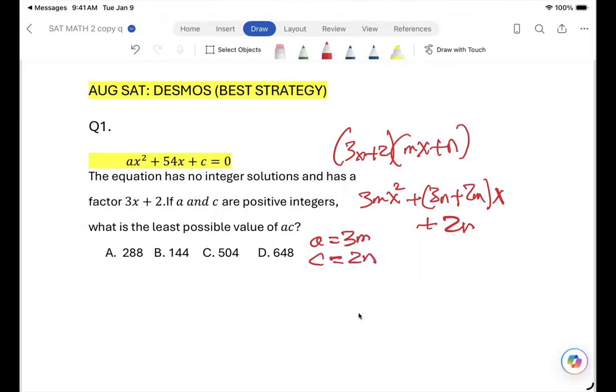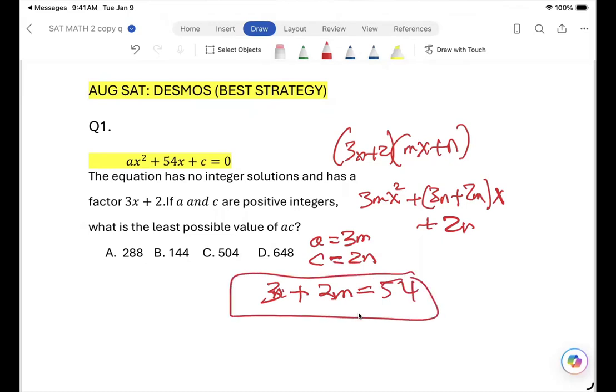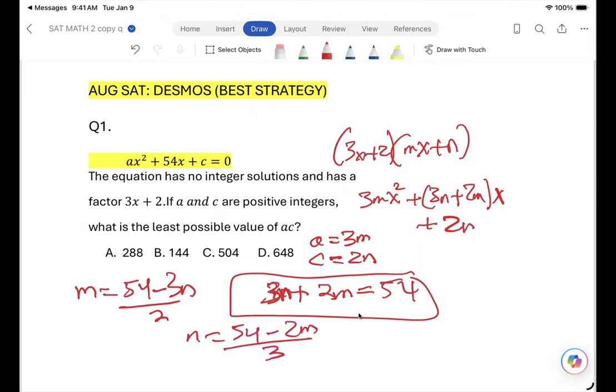The middle number is key. 3n plus 2m should be equal to 54. This is what is going to control everything. It's the main idea. There's 2 equations you need to set up to know what is going to happen to the function. From here, what is your m? M is (54 minus 3n) over 2. And n is almost the same. N is just the opposite, (54 minus 2m) over 3.